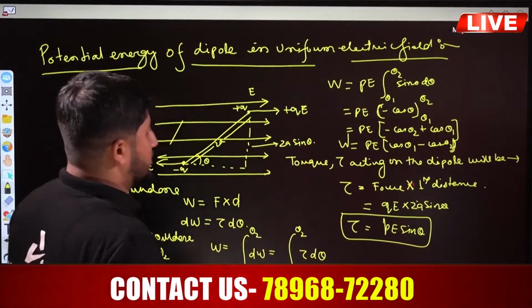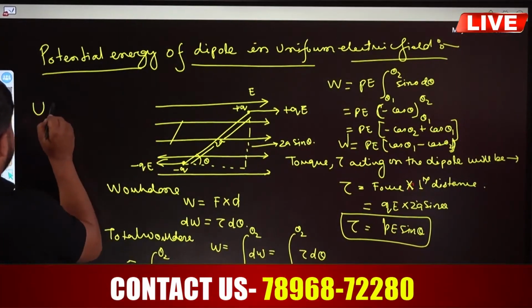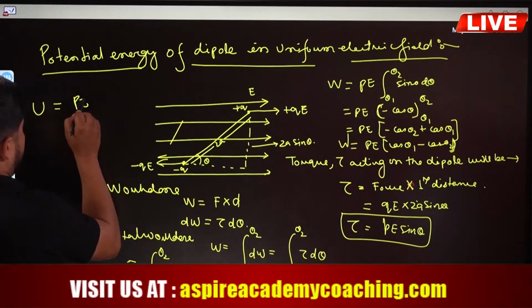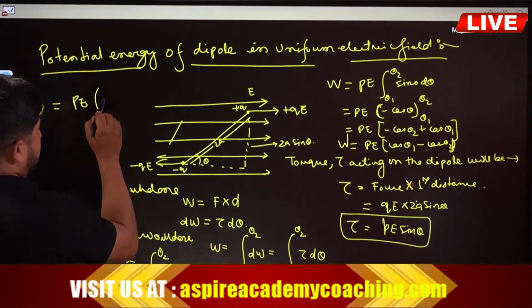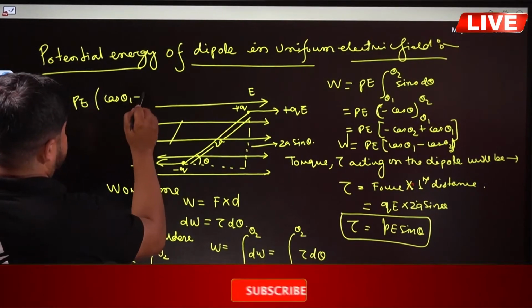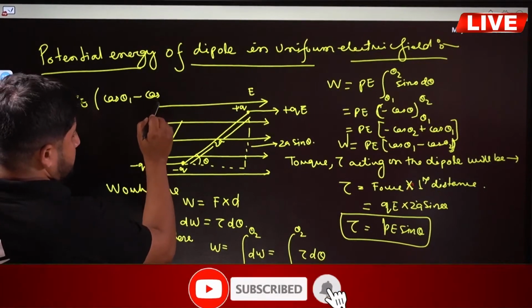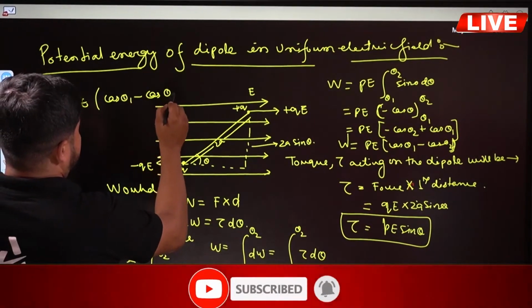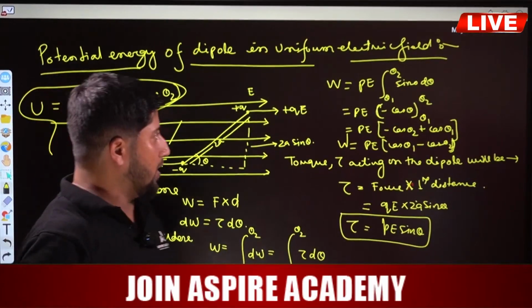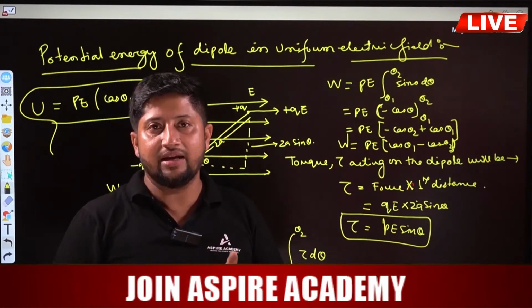This work done is stored as potential energy. Now we can write this equation in new form: U is equal to pE (cos theta 1 minus cos theta 2). This is the amount of potential energy when we place a dipole in an electric field.